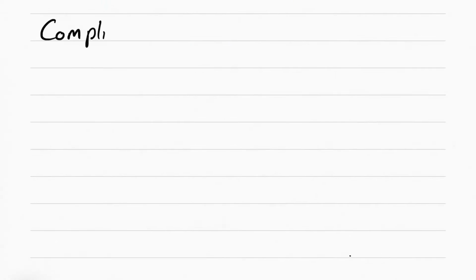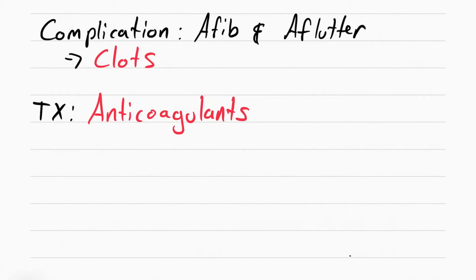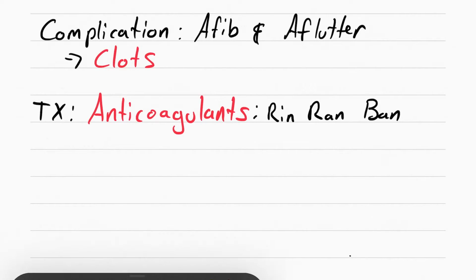So AFib and A flutter have a complication, and that's clots. Now, the reason that happens is because the atriums are just shaking. So instead of the blood being pumped out into the lower ventricles, what happens is the blood stays and swishes around in the atriums. And what happens when blood stays in one place? It clots. Now, the treatment is going to be anticoagulants. And the trick to know all anticoagulants is Rin-Ran-Ban. If you know Rin-Ran-Ban, then you know all anticoagulants.